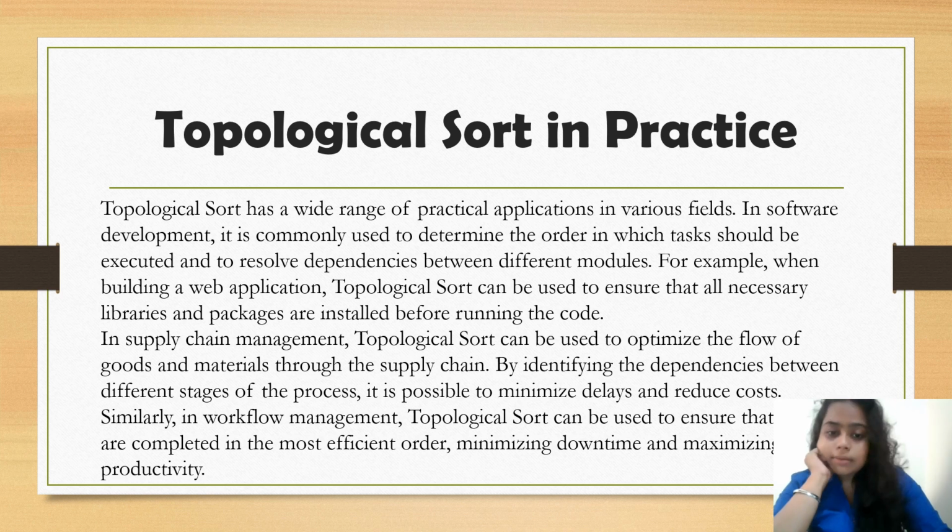In supply chain management, topological sort can be used to optimize the flow of goods and materials through the supply chain. By identifying the dependencies between stages of the process, it is possible to minimize delays and reduce costs. Similarly, in workflow management, topological sort can be used to ensure that tasks are completed in the most efficient order, minimizing downtime and maximizing productivity.